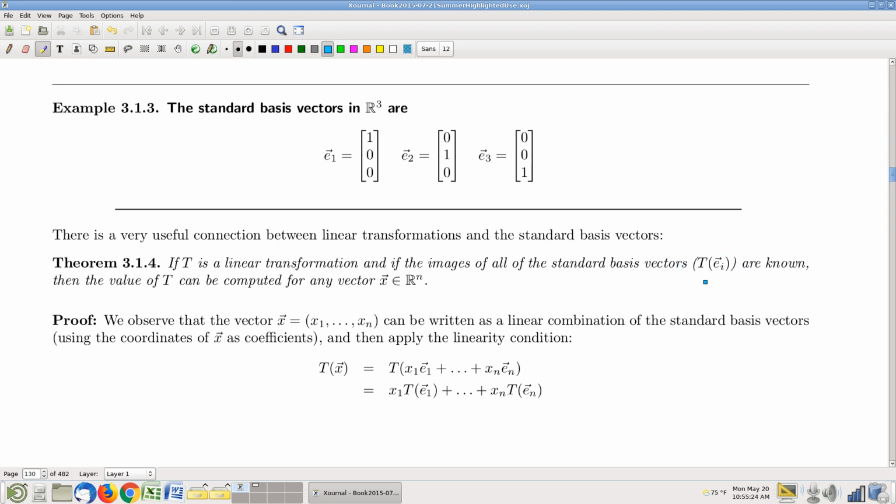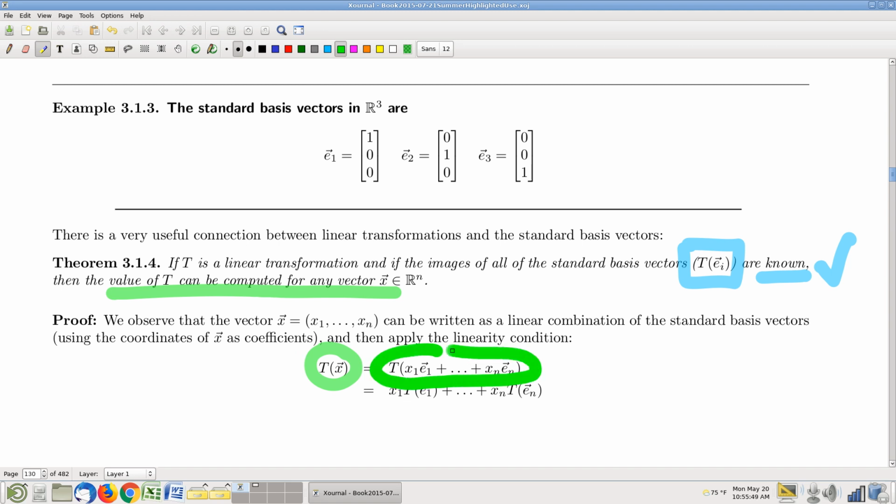Okay, so let me prove this theorem. I'm going to suppose that these are all known. T of EI is known for all the I's. And I have asserted that I can compute all other values of T. And here we go. I'm going to compute T of X by first observing, well, I know how to write X in terms of the standard basis vectors. This was our trick that I observed back in chapter 1. You can write X as a linear combination of standard basis vectors using the coordinates as our coefficients.